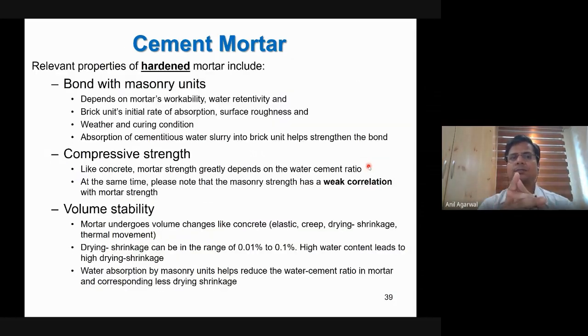The second stage, that is the hardened stage, needs three different properties. The first, the foremost one, is the bonding with the masonry unit, that is brick. So mortar should be able to bond with the bricks. Now it can bond with bricks in two ways.